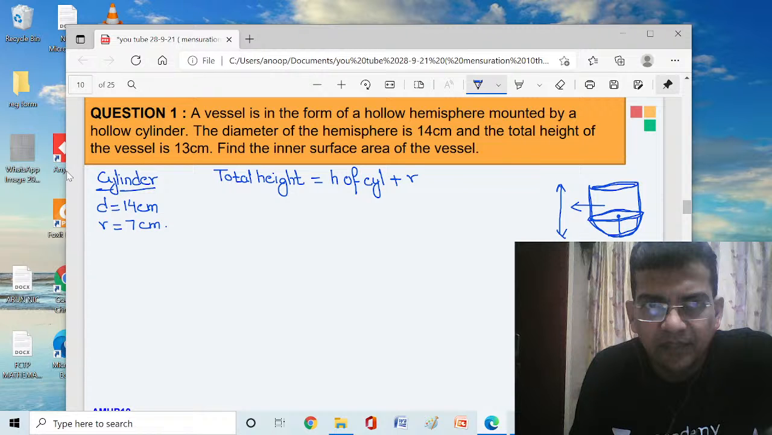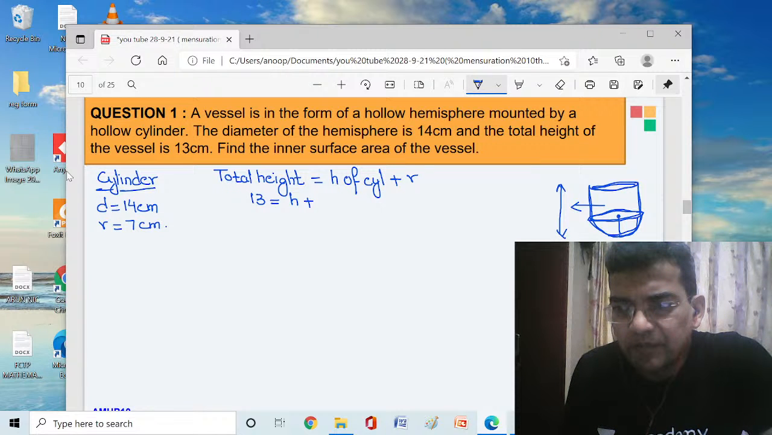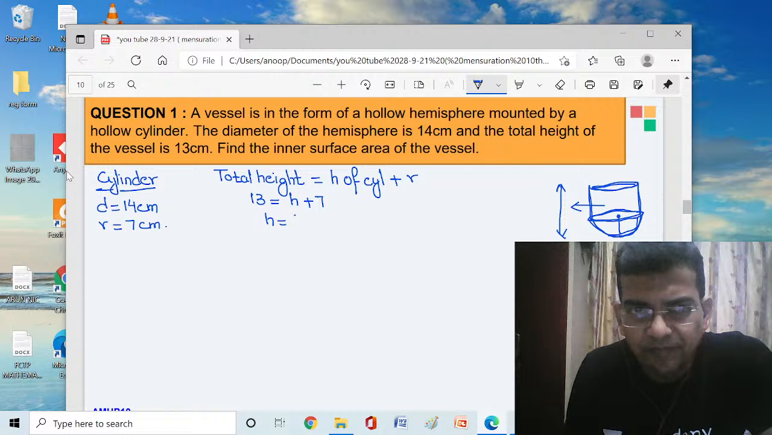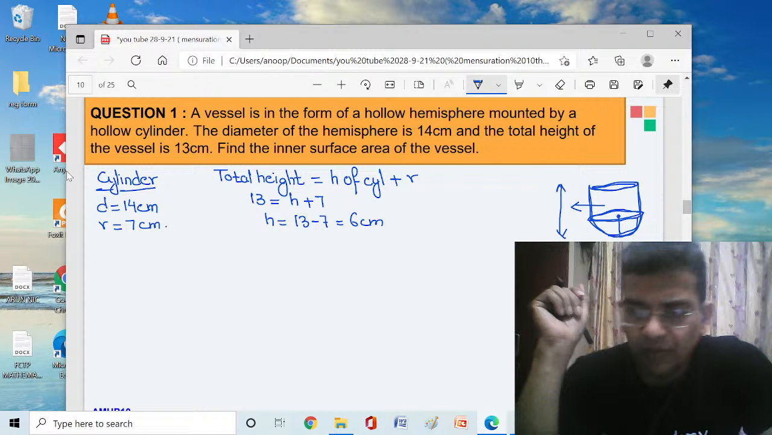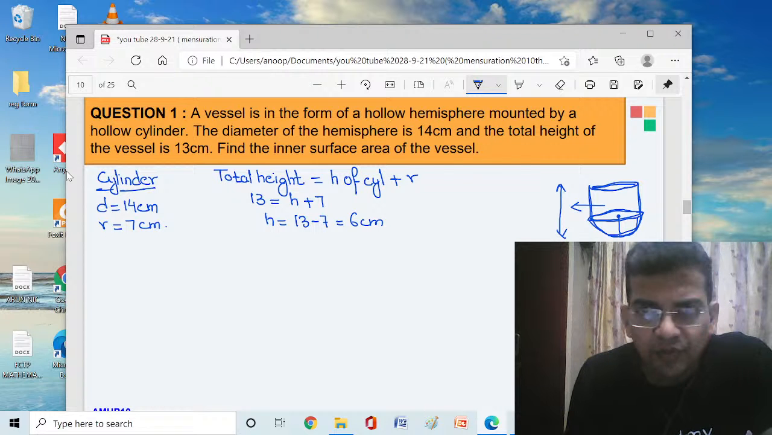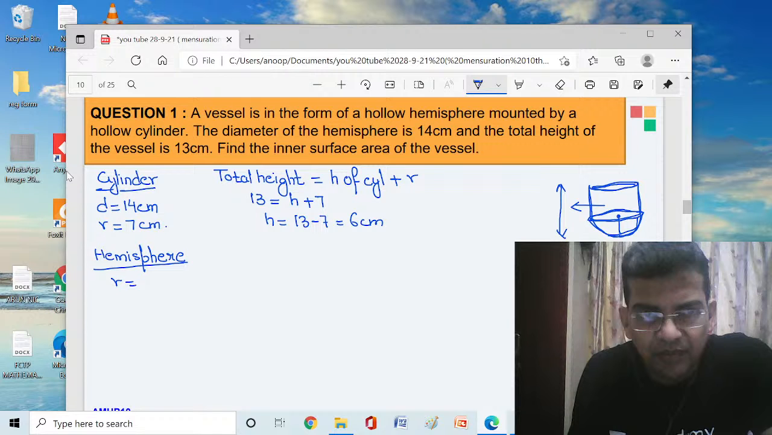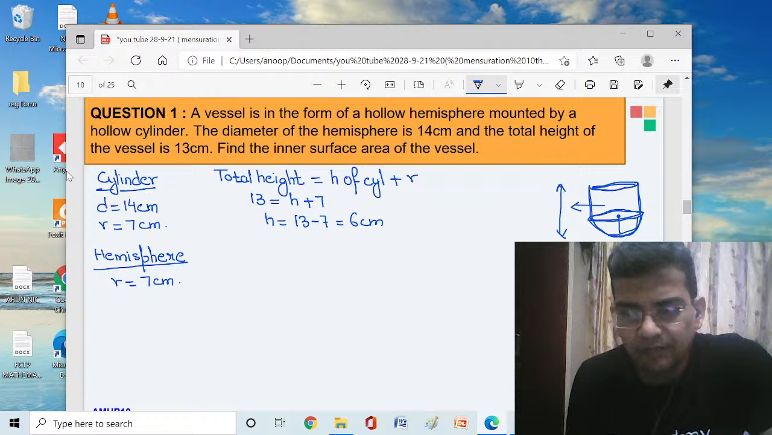Height of the cylinder, let it be h. And if we talk about the radius, then remember, you can see that the radius is same. The radius will be same for both. So radius is 7. So from here you can get the height of cylindrical portion as 13 minus 7, that is 6 centimeter. Okay, so for cylinder we have got radius as well as height, both we have got. Hope this is clear to you. Now moving on to hemisphere. Hemisphere has only one dimension and that is the radius. So we can say radius is equal to 7 centimeter. This is clear.